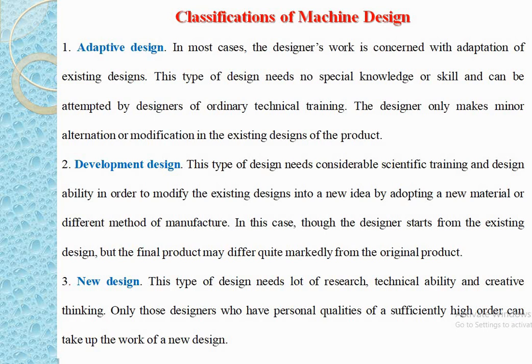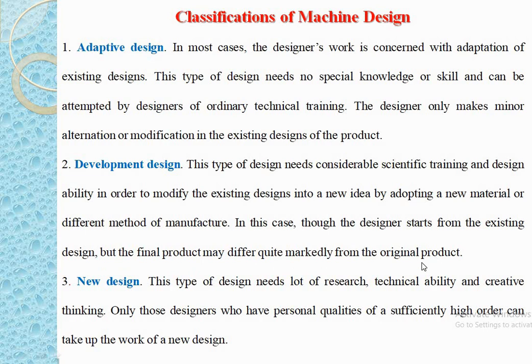But in case of a development design, the design engineer takes the help of the existing designs, existing design criteria, uses his scientific training and design ability and prepares a new idea by adopting new materials or different methods of manufacture. In this case, though the designer starts from the existing design, the final product may differ quite markedly from the original product.